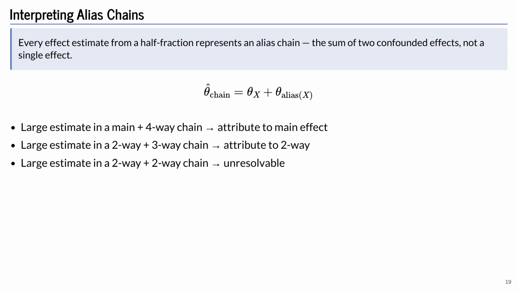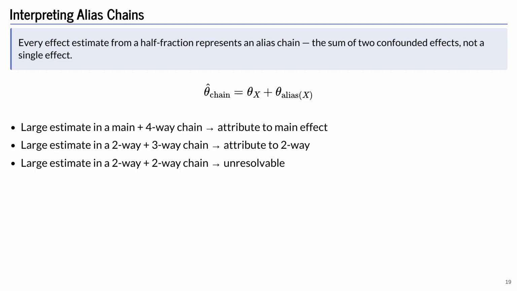Here are the effect estimates sorted by absolute size. The largest effect by a considerable margin is the E plus ABCD chain at 13.4 units. This is a main effect plus 4-way chain. Under sparsity, we attribute this confidently to E: coating thickness is the dominant driver of adhesion strength. The second largest is B plus ACDE at 7.32. Again, a main effect plus 4-way chain. We attribute this to B: catalyst load is the second most important factor.